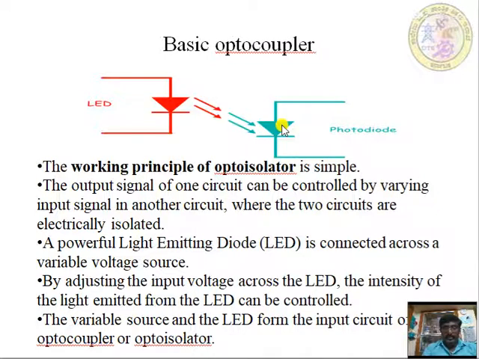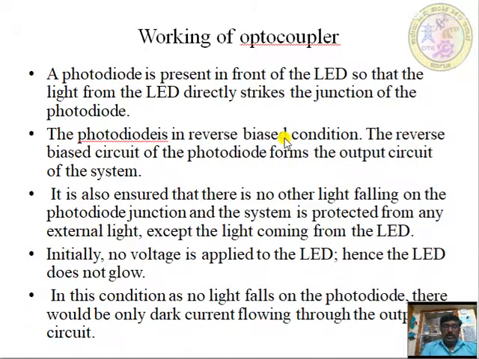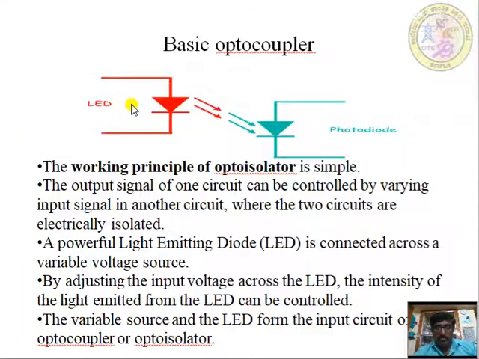The working principle is simple. The output signal of one circuit can be controlled by varying the input signal in the circuit, where the two circuits are electrically isolated. A powerful light emitting LED is connected across a variable voltage source. By adjusting the input voltage across the LED, the intensity of the light emitted from the LED can be controlled. The variable source and the LED form the input circuit of the optocoupler. The photodiode is placed in front of the LED so that the light emitted from the LED directly strikes the junction of the photodiode.